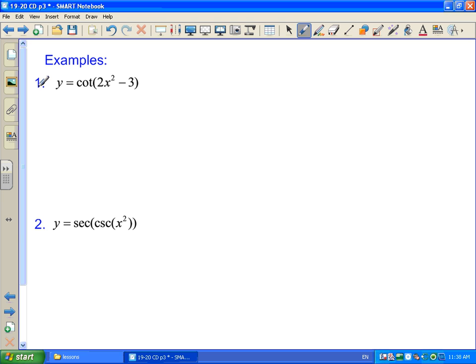So just over here, just to refresh our memory, we want to write, just to remind ourselves, what the derivative of cotangent x is. Okay, so it's cotangent. It's got to be negative. It's going to be something squared, and that something is cosecant. So our derivative of cotangent is negative cosecant squared.